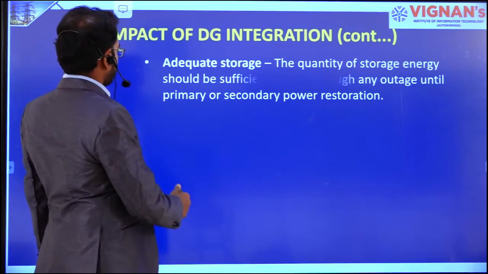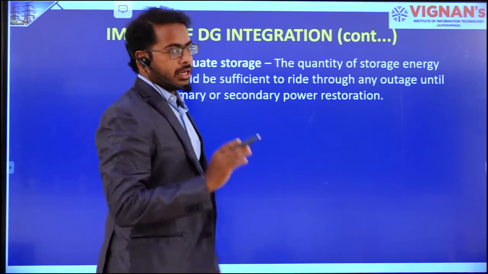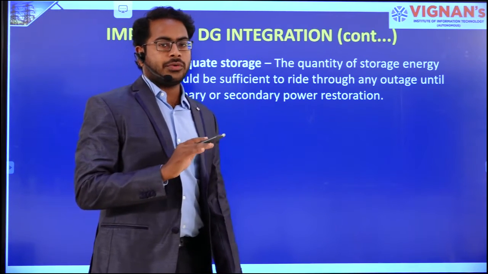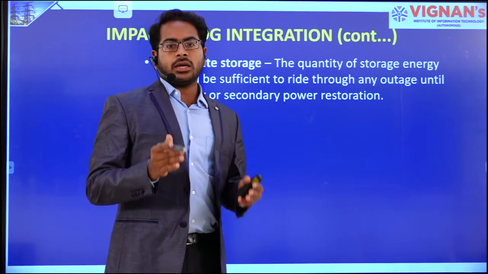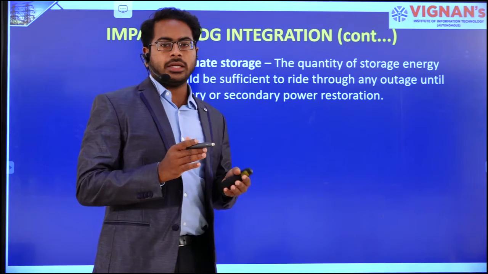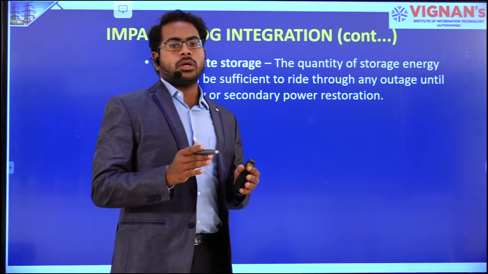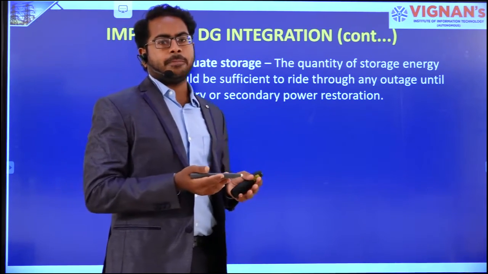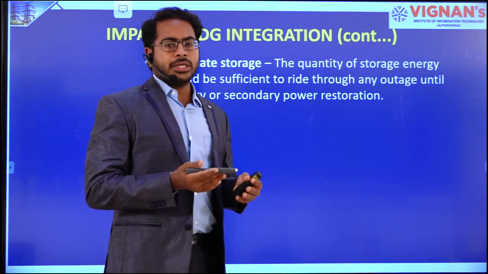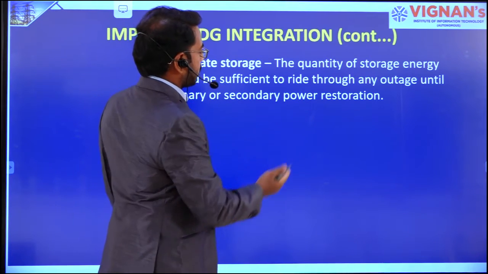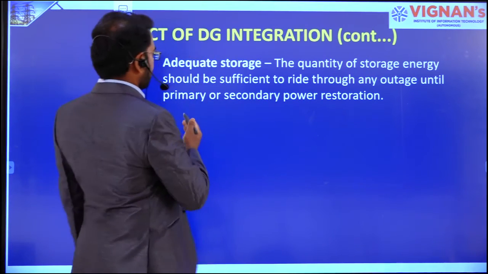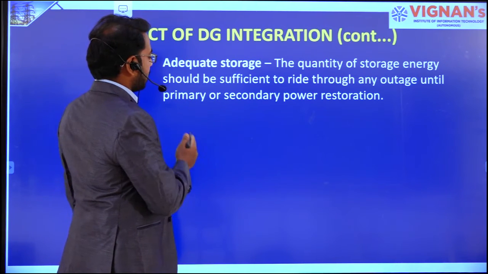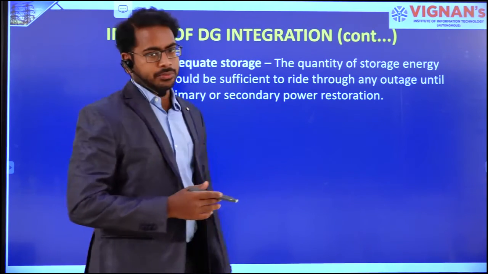A few other points are adequate storage. Enough storage is one more impact. We already discussed PV and wind. A very good storage technology is badly needed. In the same way, those things we are using in DC, distributed generation. So the quantity of stored energy should be sufficient to ride through any outage until the primary and secondary power restoration.